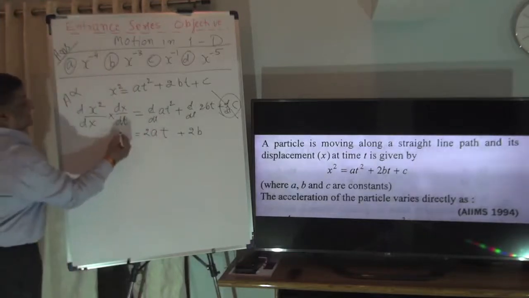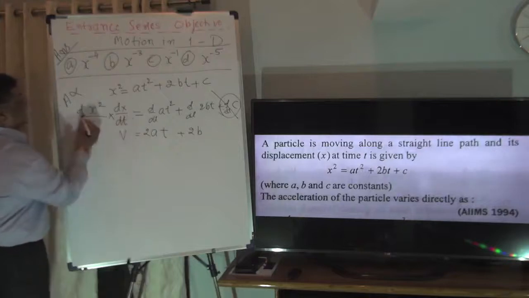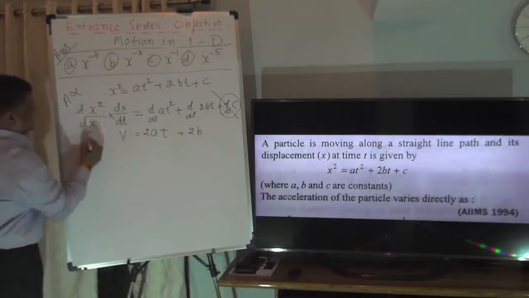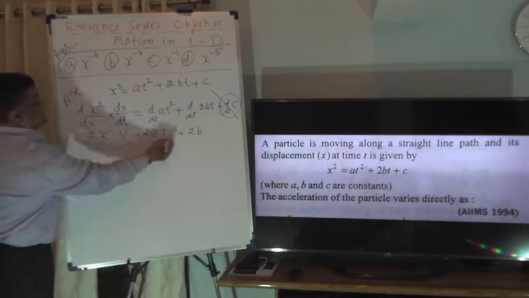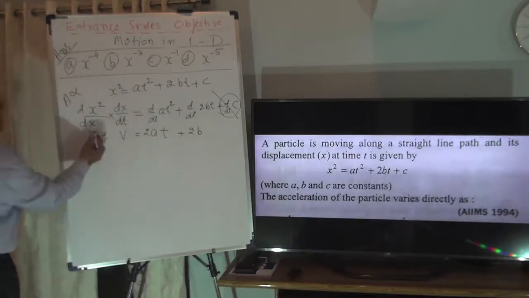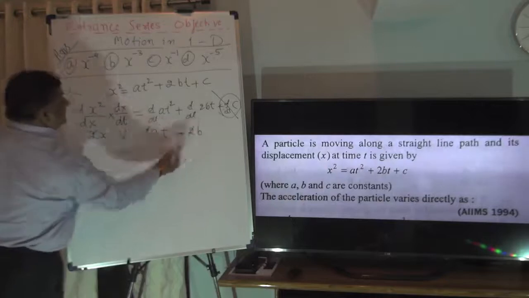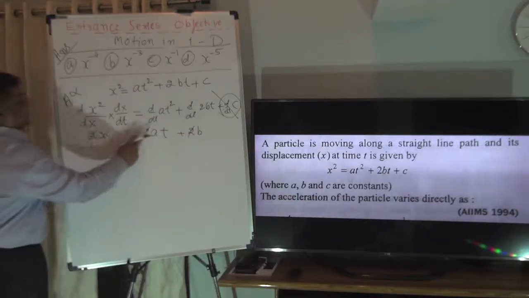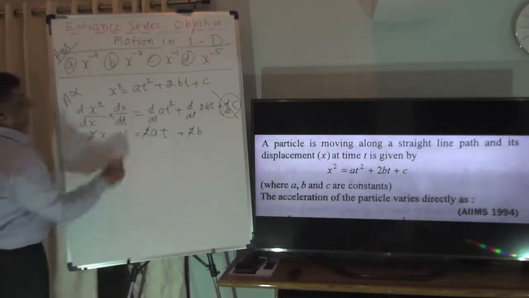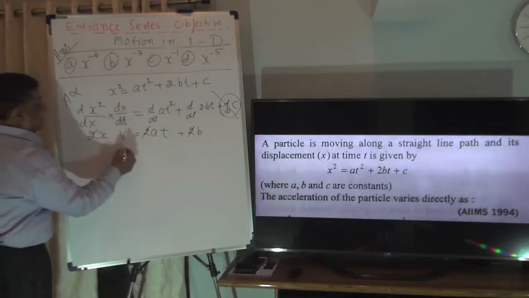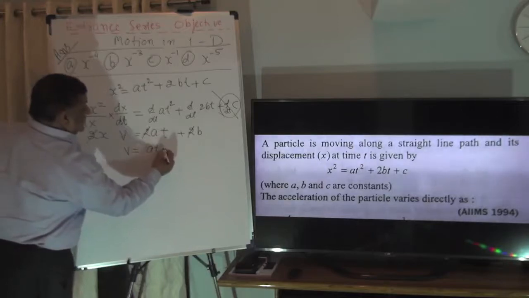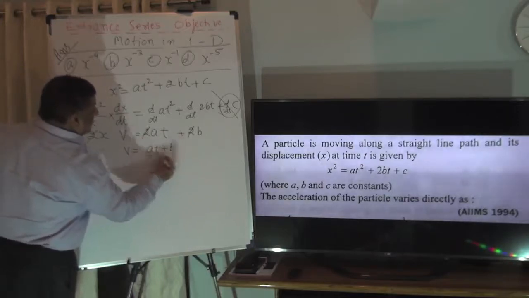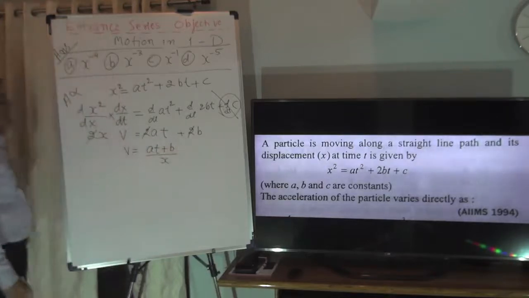dx by dt is velocity. d(x squared) upon dx is equal to 2x. So 2x into velocity is equal to 2at plus b. Let's cancel 2. So xv plus at is equal to b. Now what is the value of v? v is equal to (at plus b) divided by x.